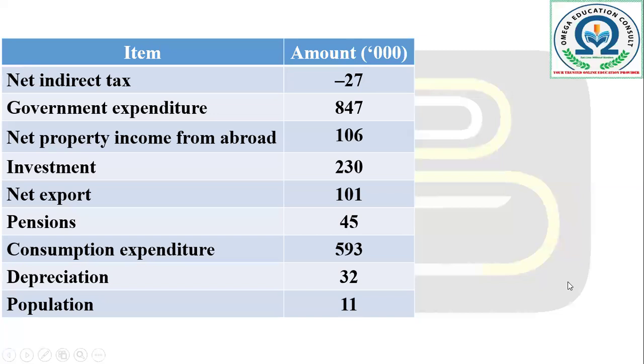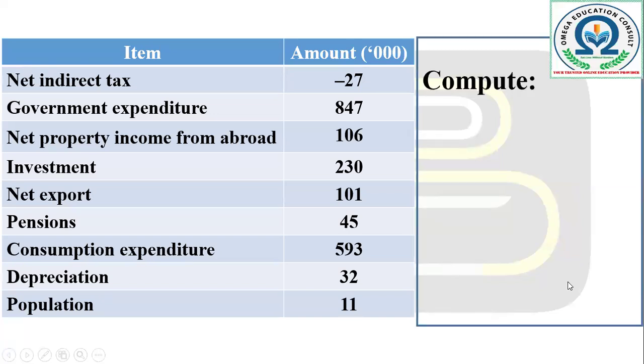So the first question is that compute GDP at factor cost, GDP at market price. GDP at market price. So quote the formula for GDP at market price. Awesome work done. Great. So our GDP at market price is this.